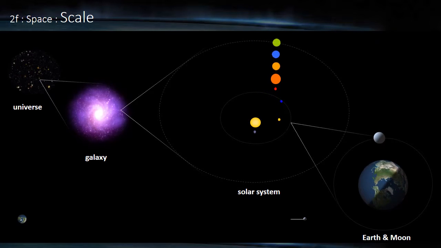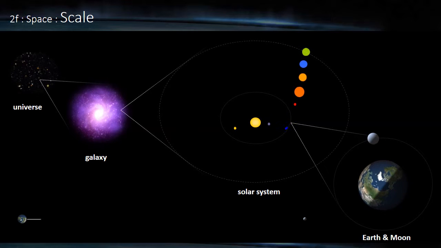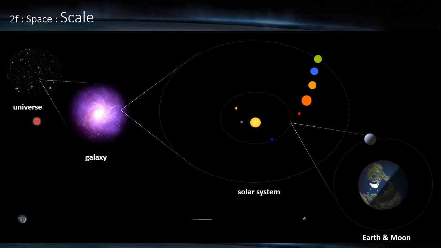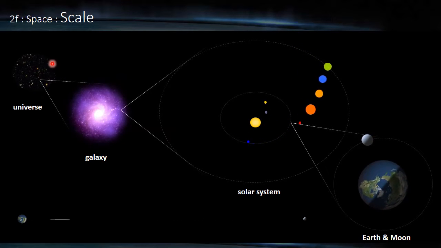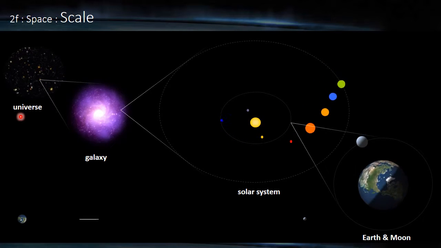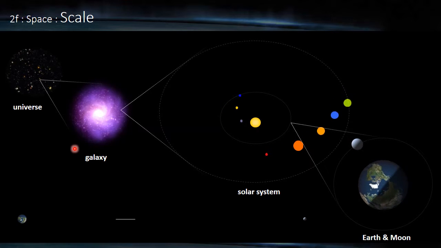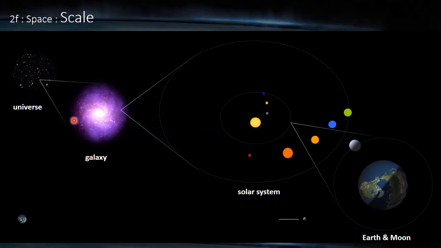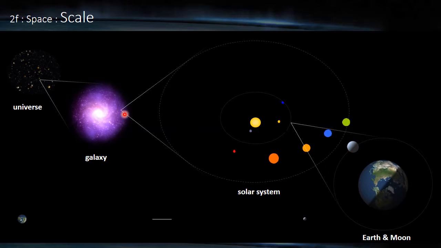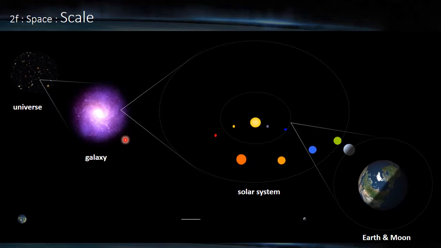This is Unit 2F and it deals with space, and in particular the scale of space. So starting on the left here we have the whole universe. Universe means one, and the universe is a collection of galaxies. So here we have a typical galaxy. Galaxies rotate very slowly, and within galaxies we have typically 100 billion stars.